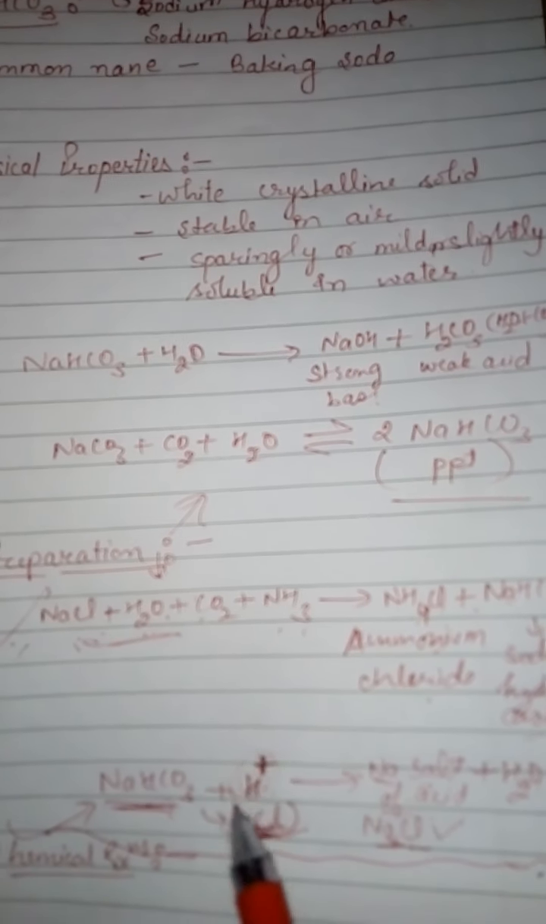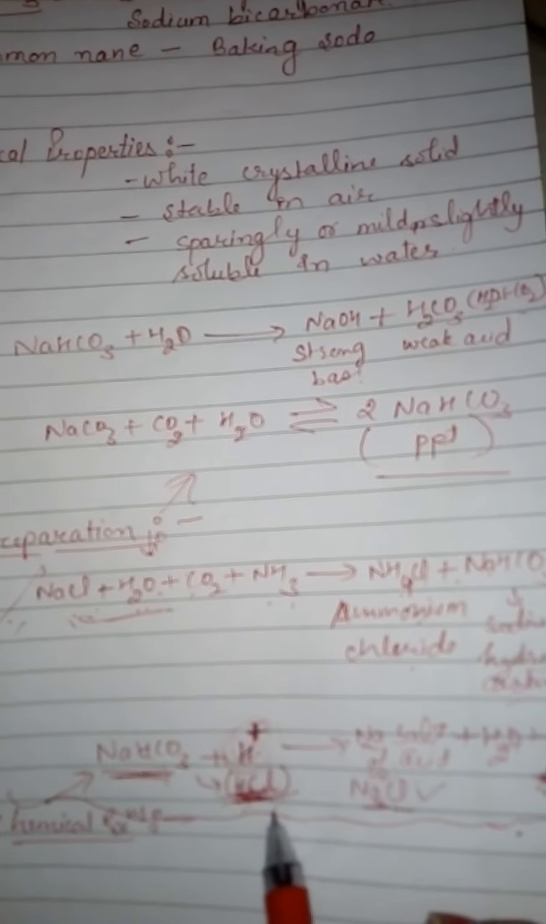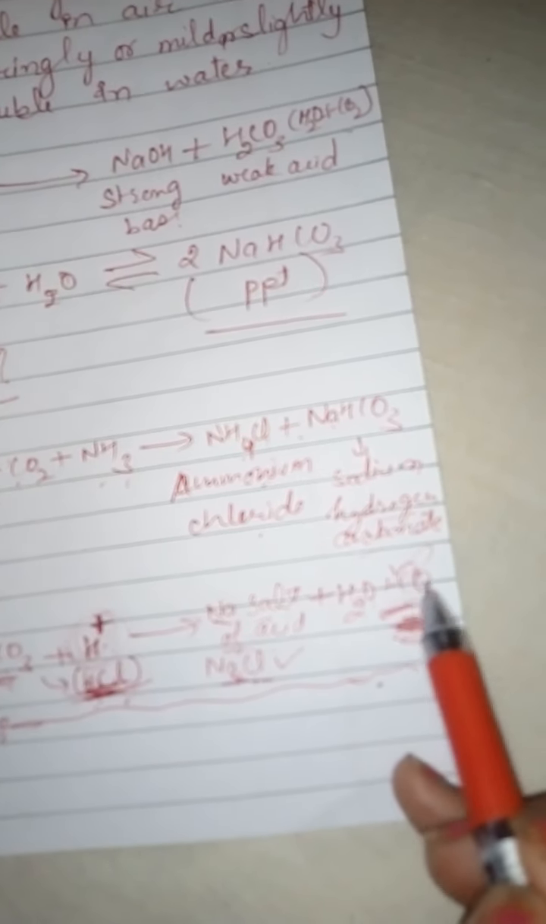Okay, so when sodium bicarbonate reacts with acid, there is formation of carbon dioxide also, and because of this carbon dioxide, the bread or the cake becomes soft and spongy.